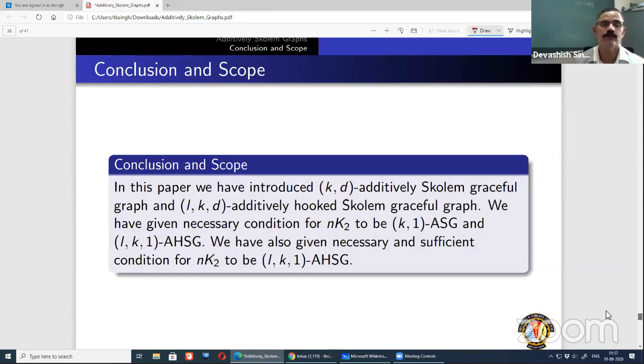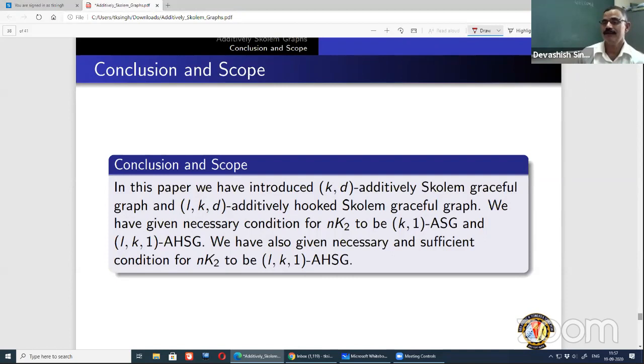So this is the conclusion. We are able to find some necessary and sufficient conditions in general for the graph, and we have proved the necessary and sufficient condition for n copies of K2 to be an additively Skolem graceful graph, and an additively hooked Skolem graceful graph. So this is what I have presented here.